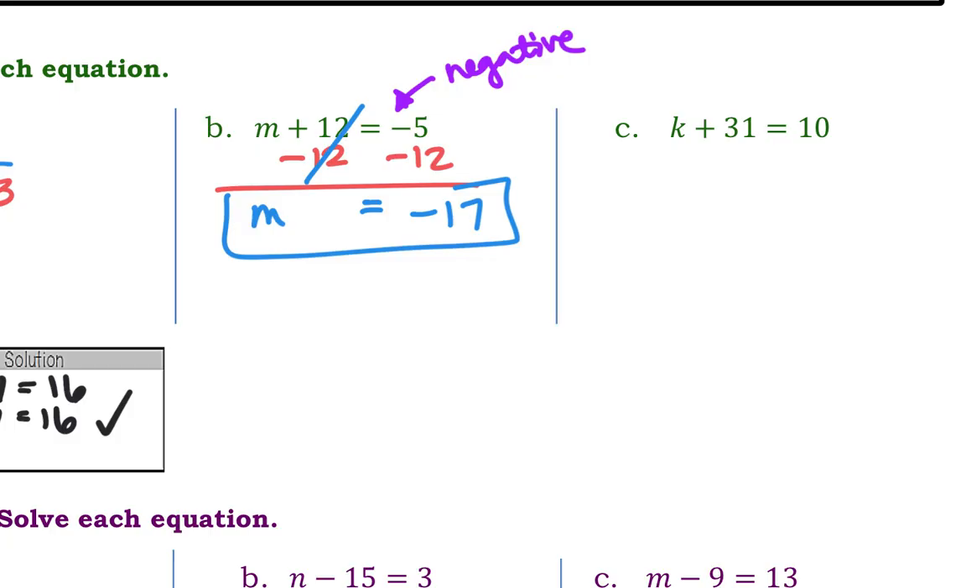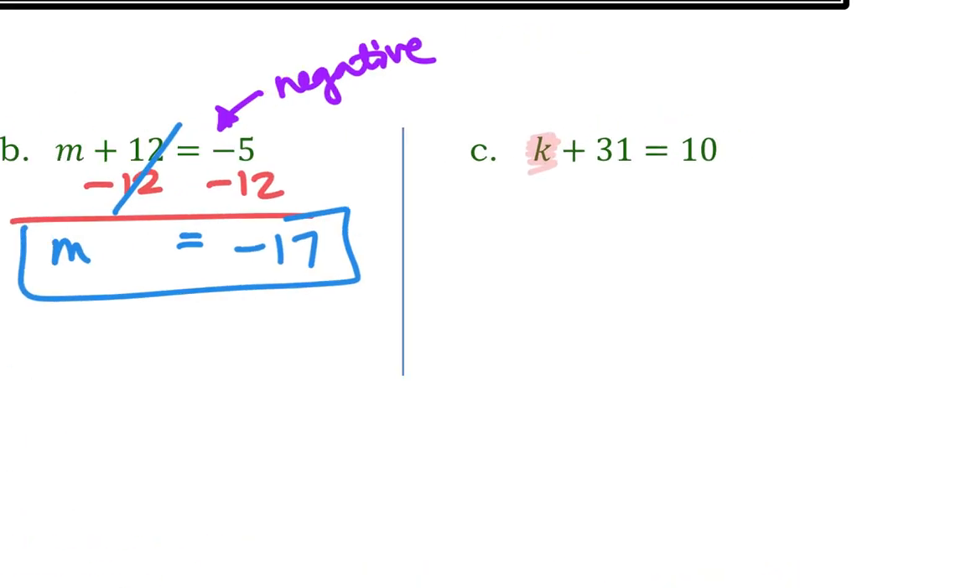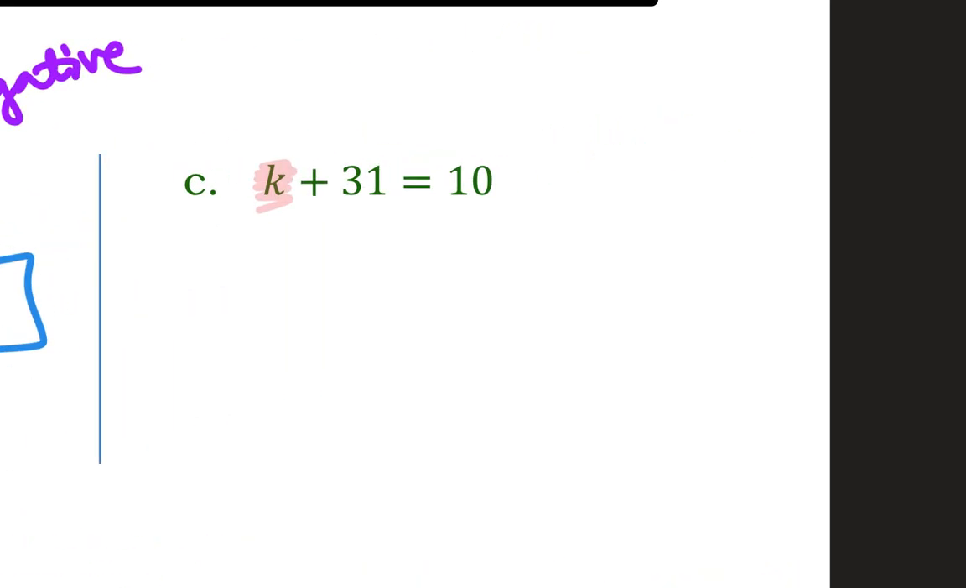All right, and the next one, we have k plus 31 equals 10. We want that k by itself, so what do I need to get rid of? The 31. Do we want to add it or subtract it? Subtract it. So here, my k is equal to 10 minus 31. That's how you're going to enter it. It's 10 minus 31. Negative 21.